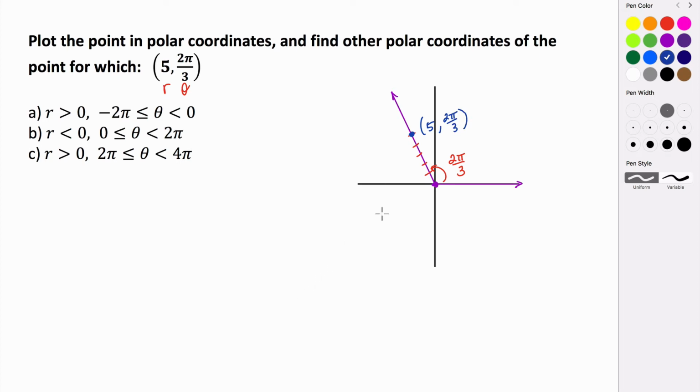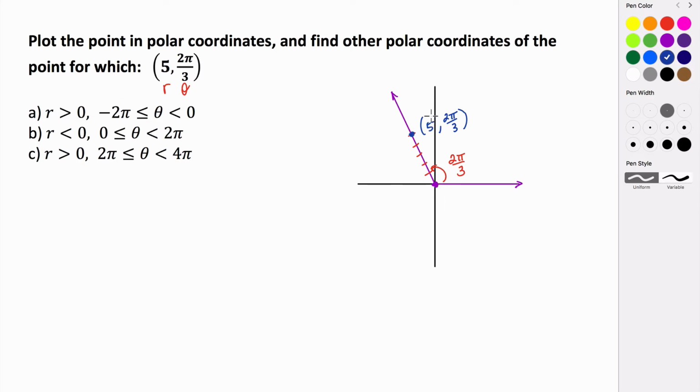So this is our initial point that we had to plot, and we want to find another name for this point, essentially, where the r value is positive. So it's going to have the same distance, r value being positive, but our angle measure is going to be between negative 2π and 0. So it's going to be a negative angle measure.